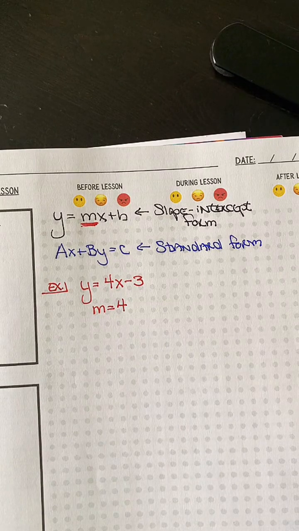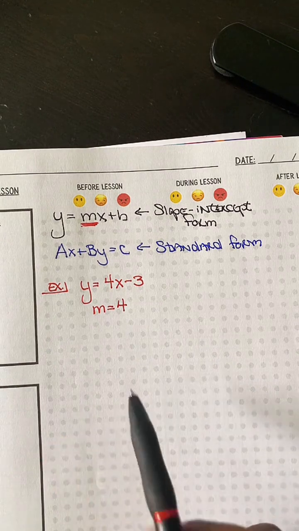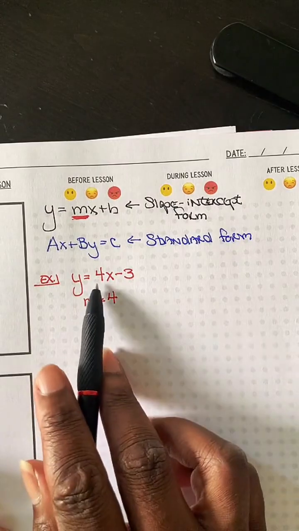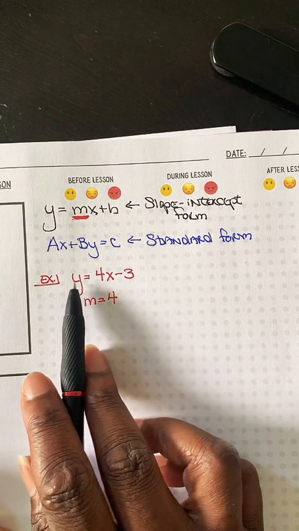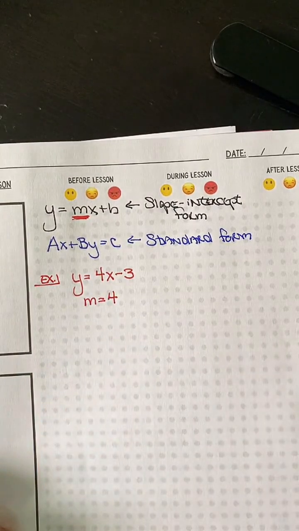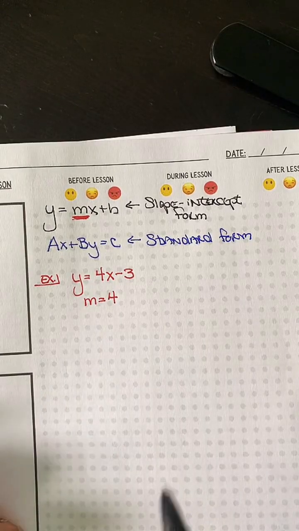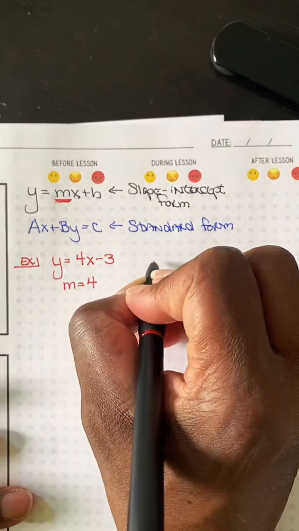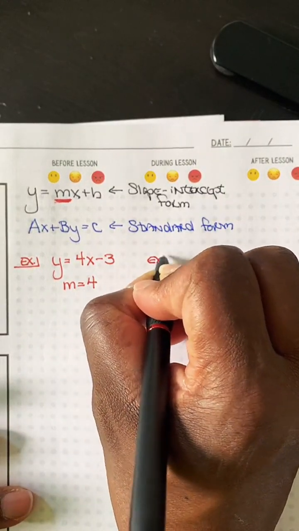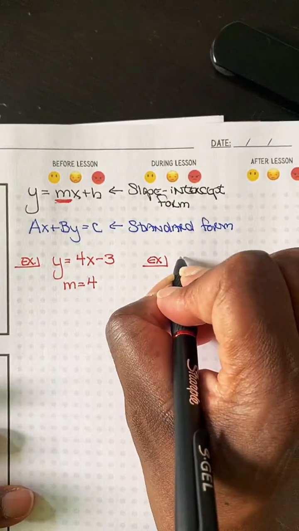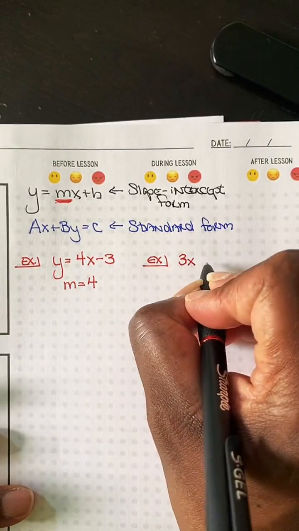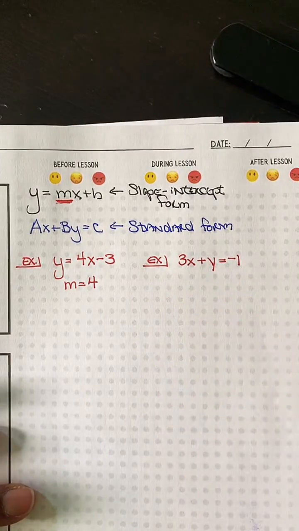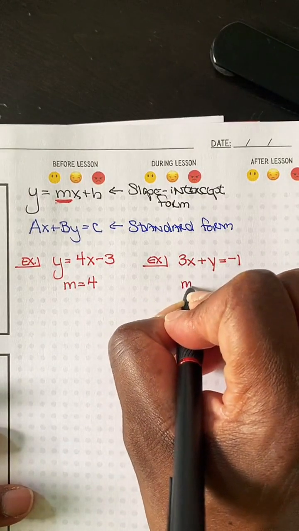All right, no problem. Okay. So if they ever have you just say, okay, what's the slope? Whatever is your coefficient of your x, if y is by itself, that's going to be your slope. That's it. So if they rearrange it, they have 3x plus y is equal to -1. What's my slope?